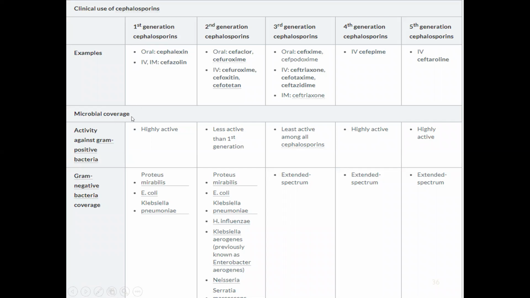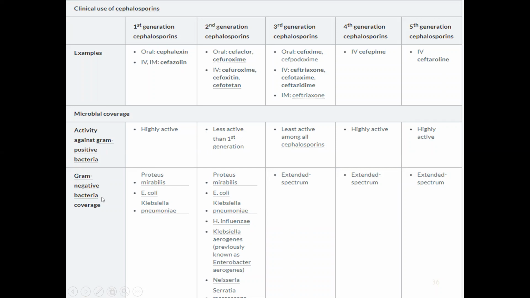So let's talk about the microbial coverage. First, activity against gram-positive bacteria. First generation is highly active. Second generation is less active than first generation, and third generation is least active amongst all cephalosporins. Then fourth and fifth generation are highly active.